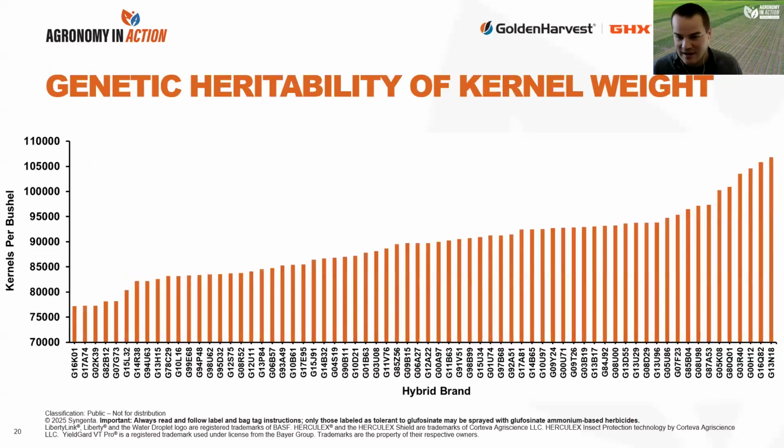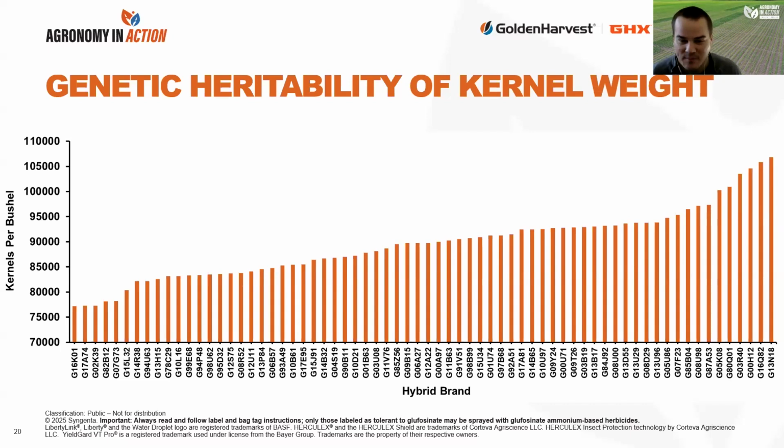Well, what about the hybrid? Similar story when it comes to hybrid. I'm not going to focus in on any given hybrid here, but what I want to show is the range in the difference in the genetic heritability of how these hybrids produce kernels and kernel size. Those hybrids on the left, on average, will just throw bigger, heavier kernels. Compared to the hybrids on the right, they tend to throw lighter kernels, not as big, but typically have a lot more kernels per ear.